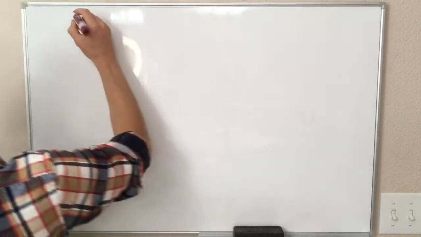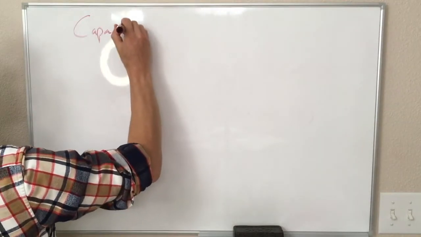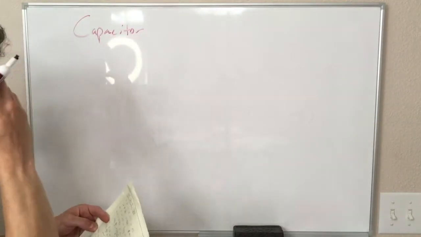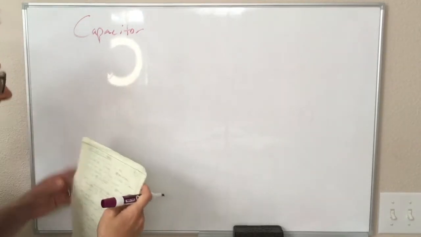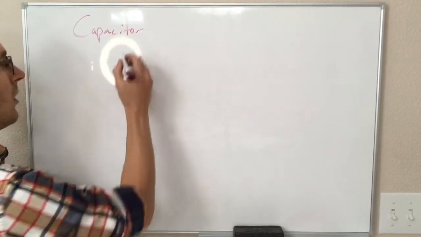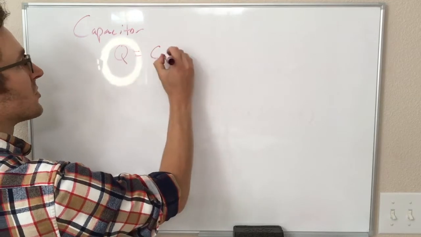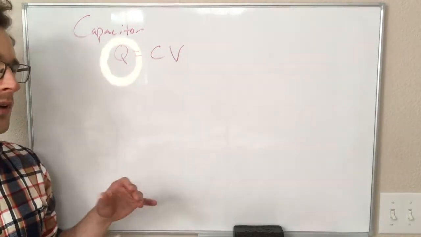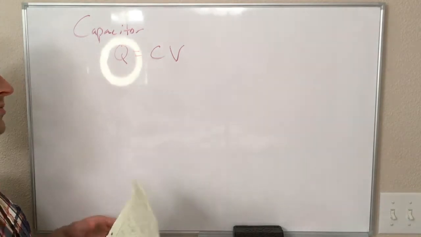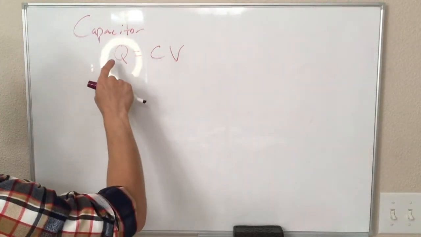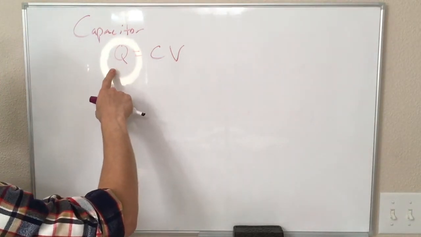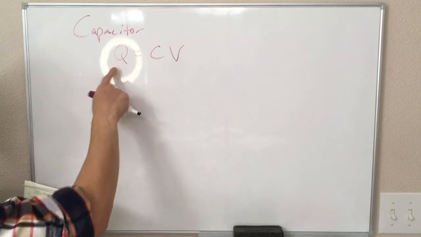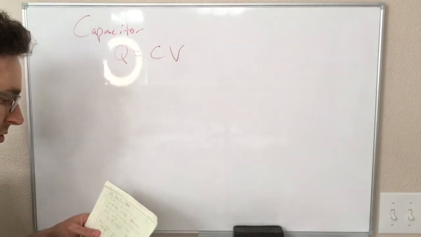For a capacitor, we have different governing equations. So for a capacitor, the important equation is Q equals CV. This is kind of like Ohm's law for a capacitor, I guess, except we don't have current, we have the total charge that's accumulated on the capacitor.